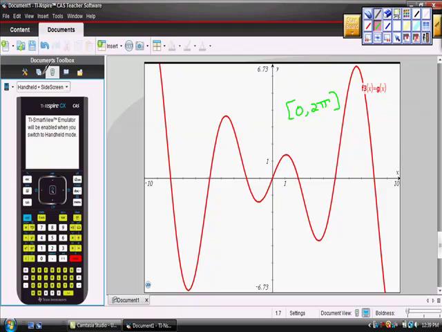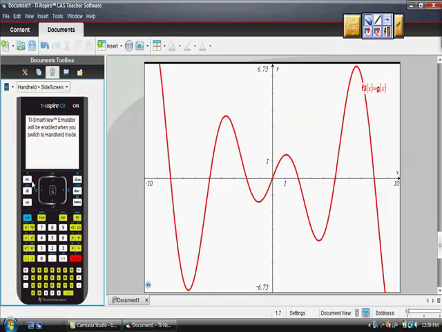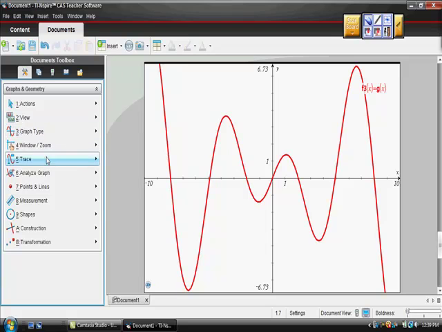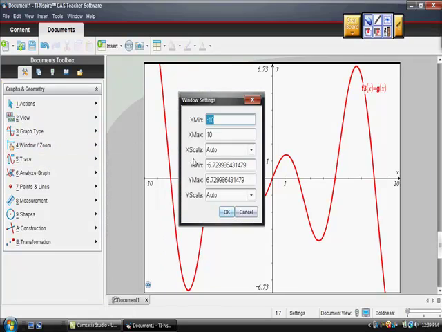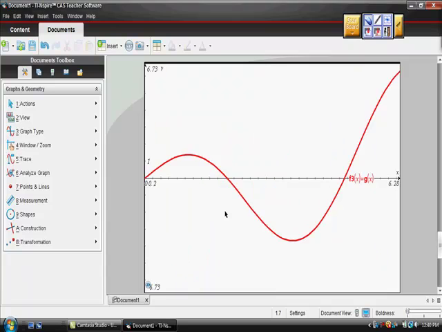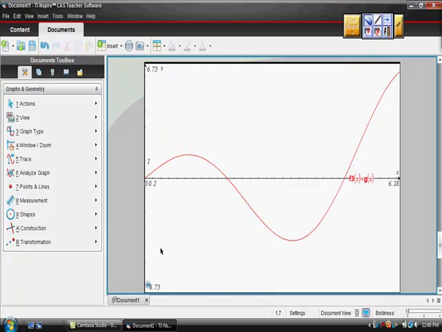We're going to go to menu again. I get that this is kind of a pain, but it gets easier the more times you do it as you practice. So I'm going to go to menu, then to window, then settings, and type in 0 to 2 pi. Your calculator does recognize the word pi, so 2 pi, and hit enter.